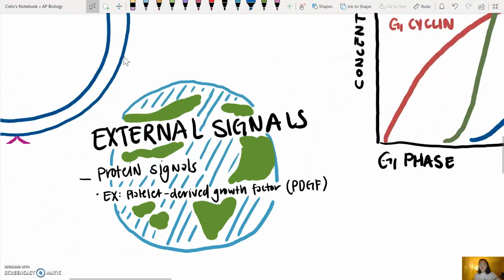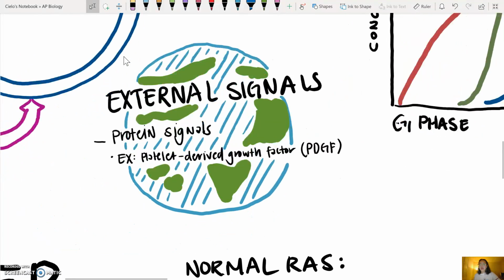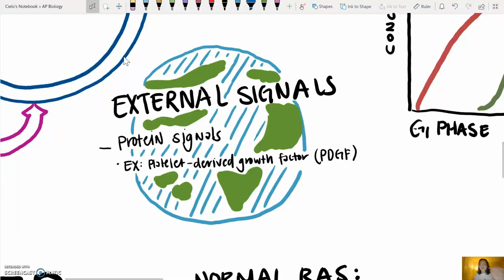So we'll zoom in a little bit to internal signals, though it's kind of small, it's not as important in here, but it is.